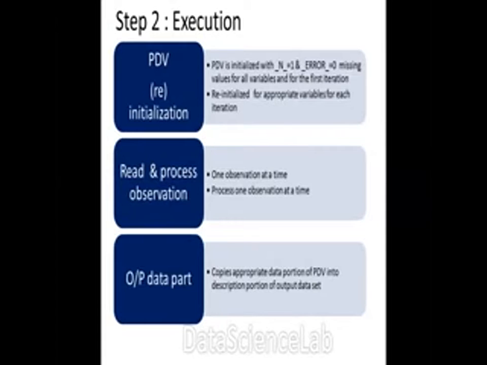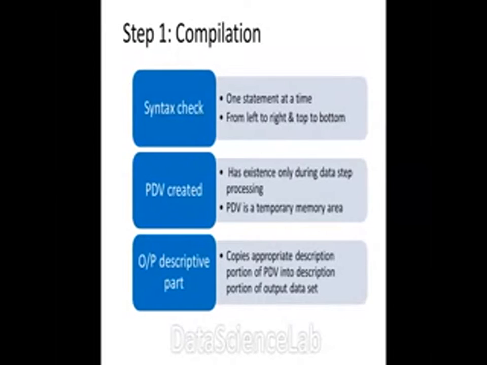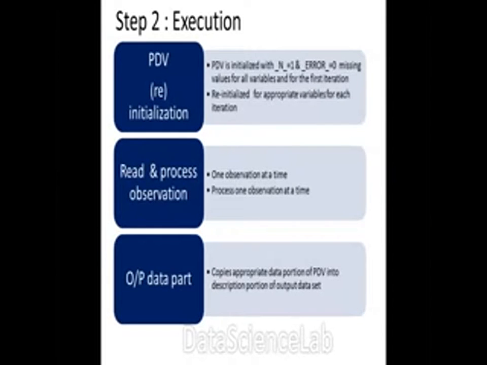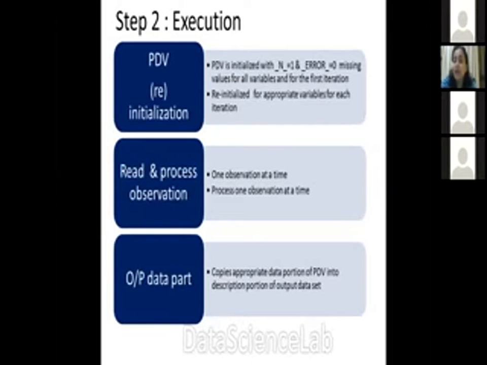And as the output of execution phase, you also get the data portion. Okay. So PDV is initialized, which means in the compilation phase, you got the PDV, but the PDV was blank. It was just a temporary area just to hold one observation at a time. It's an empty house, you can think about it, okay? Now, the empty house is going to be filled up with something. Now, that something is missing because you do not know exactly what the values would be. So, for the first iteration, all the variables would have missing values.